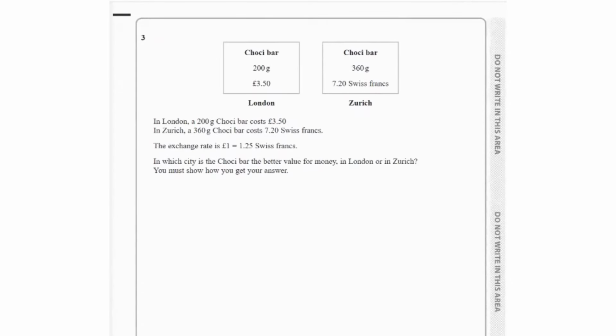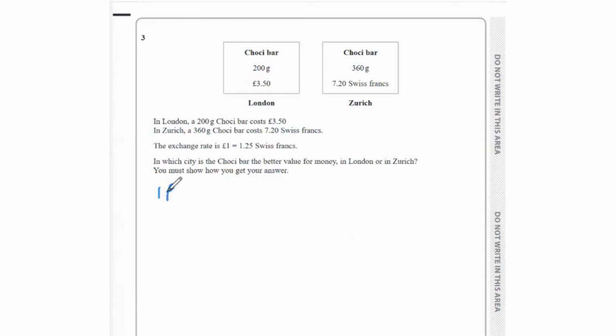Question 3 says, in London, a 200 grams chalky bar costs 3.50 pounds. In Zurich, a 360 grams chalky bar costs 7.20 Swiss francs. The exchange rate is that 1 pound equals 1.25 Swiss francs. In which city is the chalky bar the better value for money, in London or in Zurich? You must show how you get your answer. So for this, I'm going to convert the 3.50 pounds into Swiss francs so that we're comparing the quantities in francs.